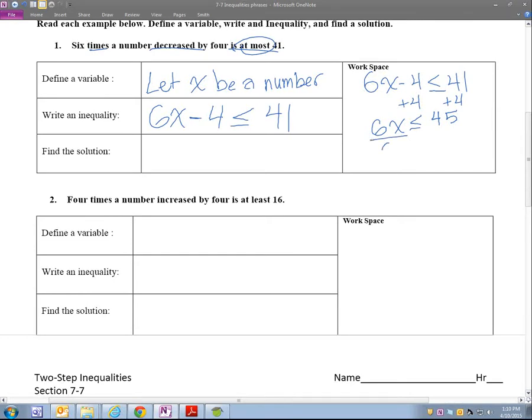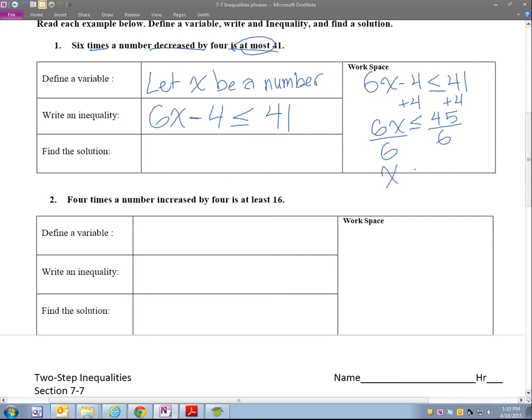Then I have to divide by 6 to get the variable by itself. Now, if this 6 was negative, what would happen to that sign? Eric? It would flip the sign, because another word for negative in this situation with integers is what? Opposite. Beautiful. And what's the opposite of less than or equal to? Greater than or equal to. Great. But it's not negative, so I don't need to do that. I'm just keeping that fresh in your brains.